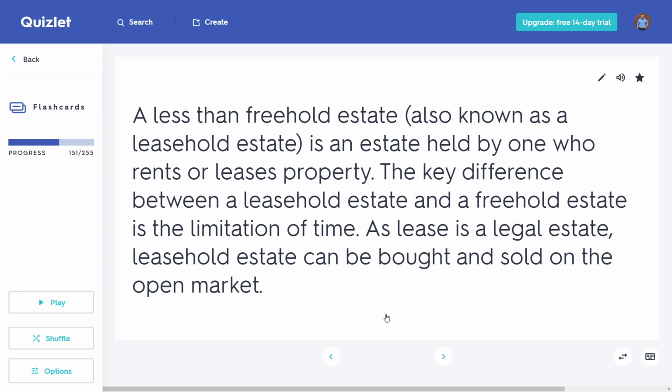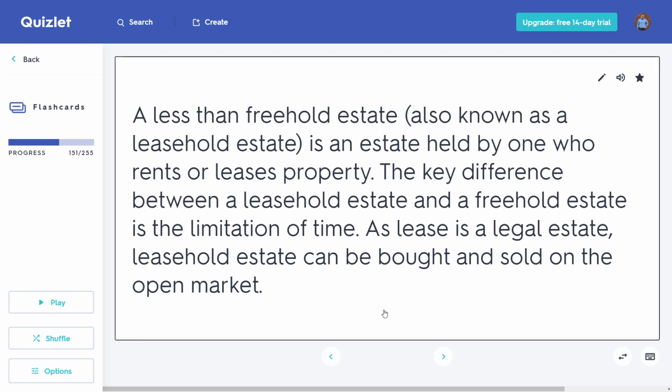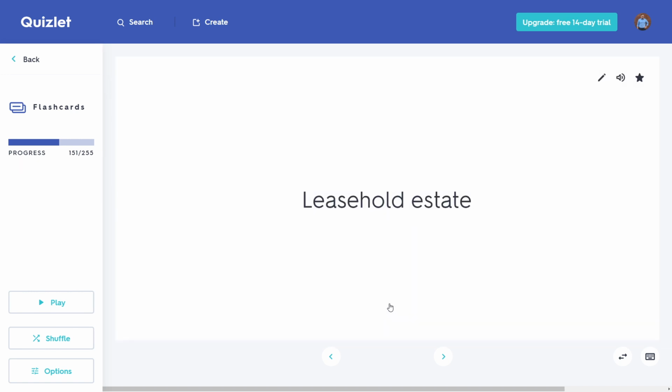Now, the key difference between a leasehold and a freehold estate is the limitation of time. A lease is a legal estate. Leasehold can be bought and sold on the open market. So, again, the difference here is a leasehold estate is renting or leasing, where a freehold estate is indefinite. Super important to know, but it's as simple as that.